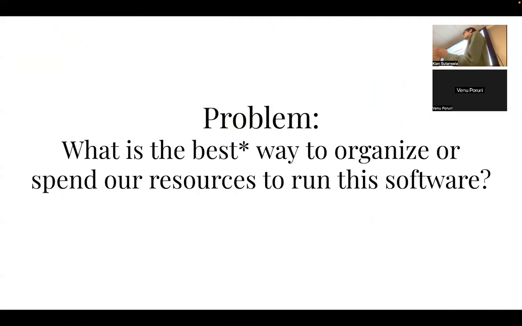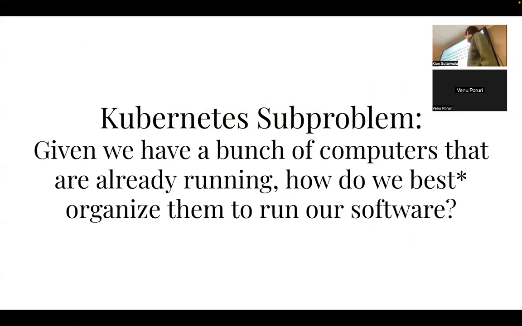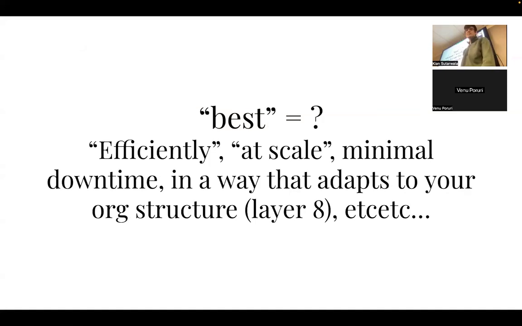So the specific subproblem that you might be interested in solving is: what is the best way to organize or spend our resources in order to run some software that's already been written? And best has an asterisk because best can mean a lot of different things to a lot of different people. And even more specifically, what Kubernetes solves is: given we have a bunch of computers that already exist, how do we best organize these computers to run our software?